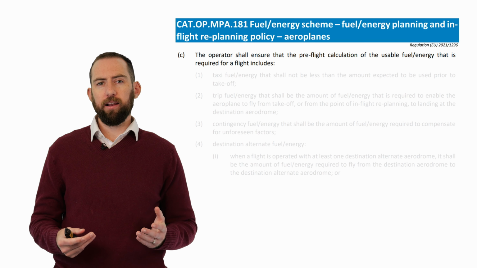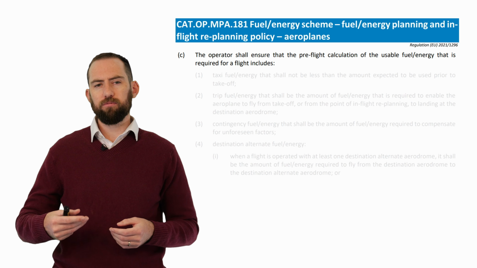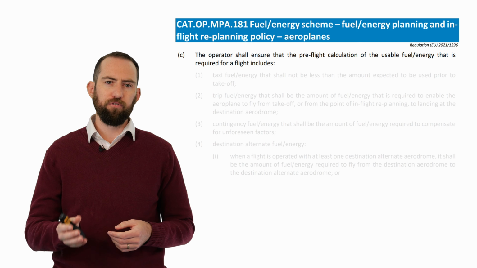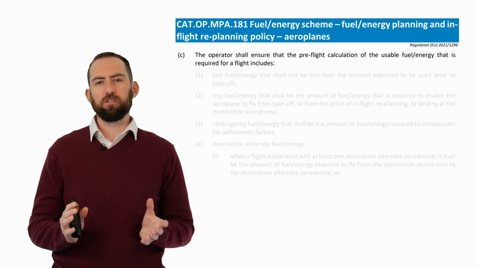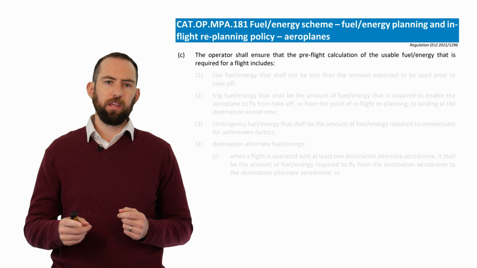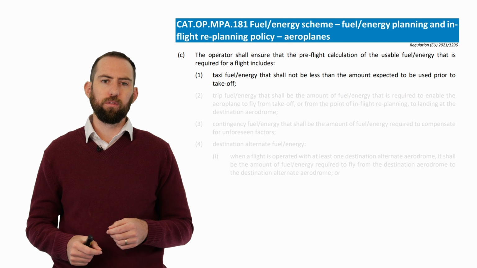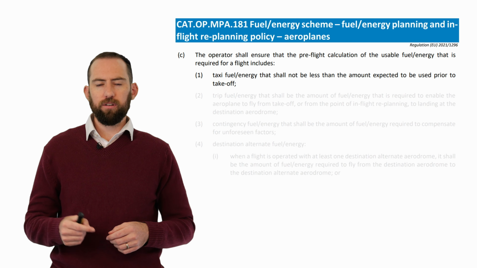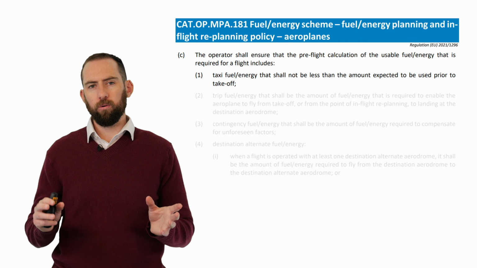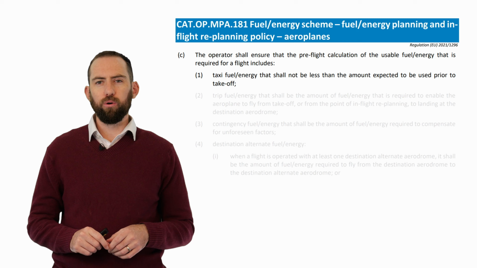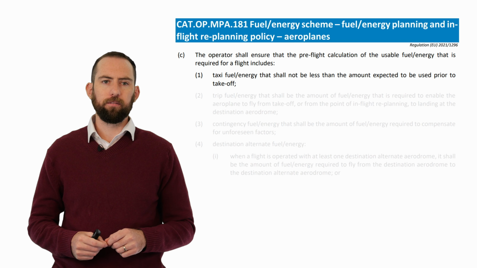This pre-flight calculation of fuel for flight is sometimes referred to as block fuel or ramp fuel. And this is broken up into a number of individual categories, each designated for a particular purpose. So let's go through the list. The first allotment is taxi fuel, or energy. I'm just going to ignore the energy part and say fuel from now on.